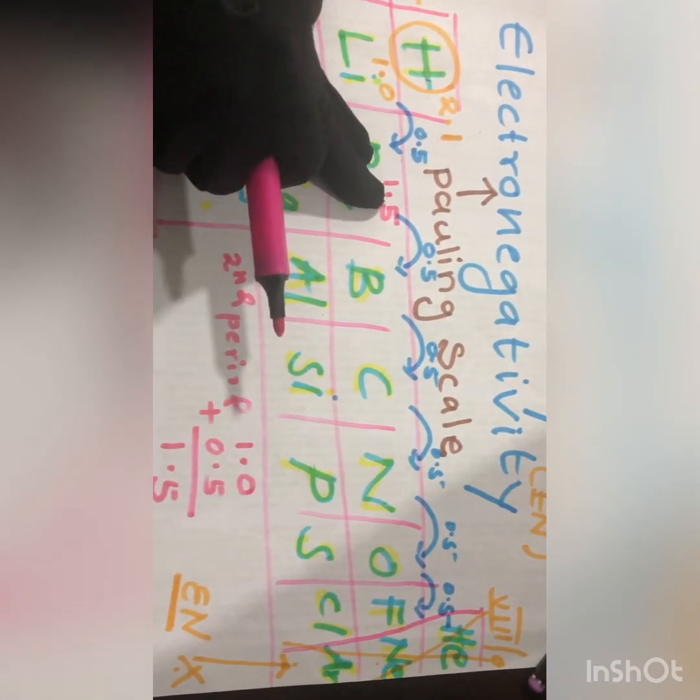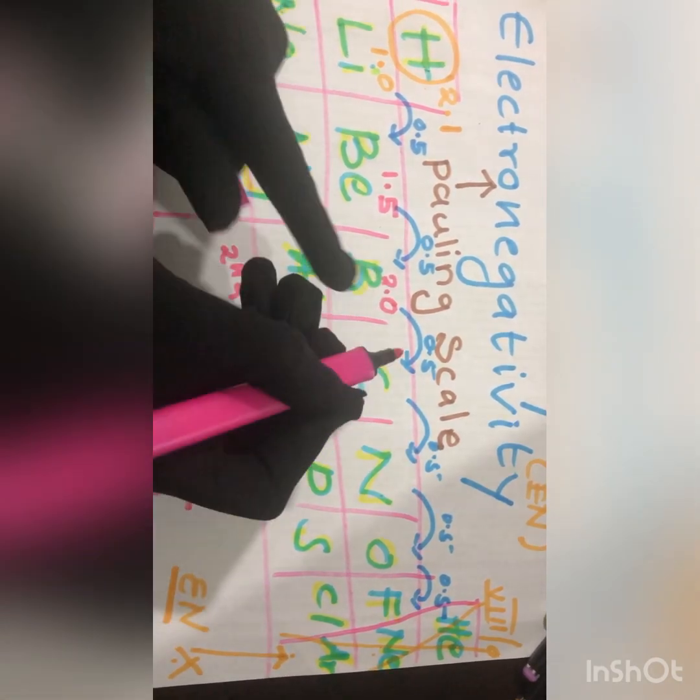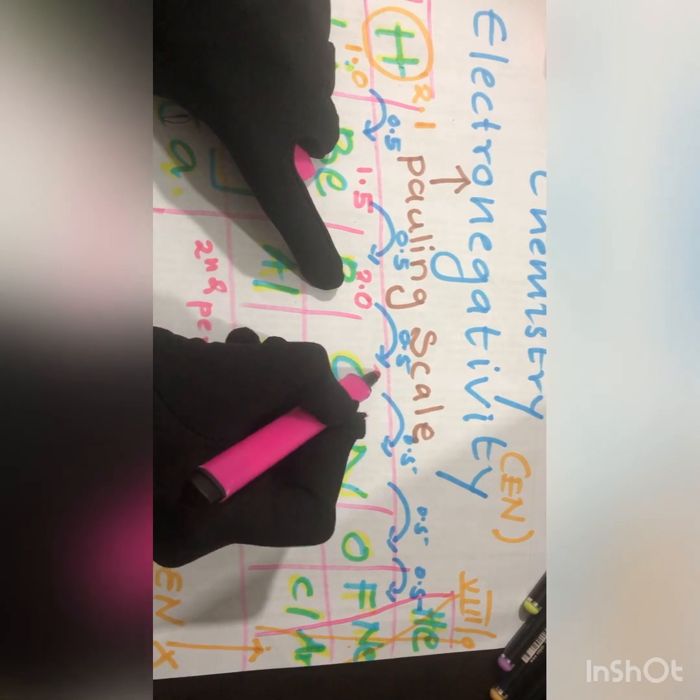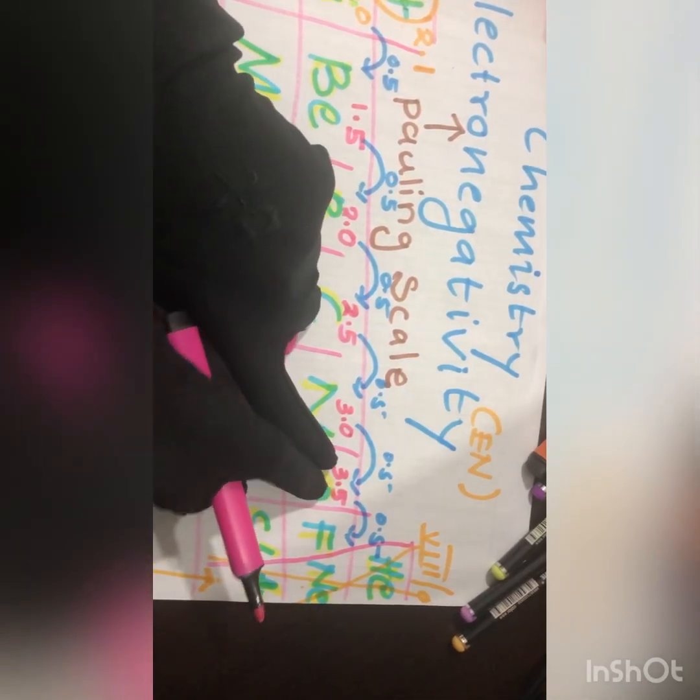So this is how we get 1.5. Then 1.5 with the addition of 0.5 becomes 2.0, that means 2. Then 2.0 plus 0.5 becomes 2.5. Then 2.5 plus 0.5 becomes 3.0, that is 3. Then 3 plus 0.5 becomes 3.5. Then 3.5 plus 0.5 becomes 4.0. And we don't go to the other group. Why? Because helium, neon and argon don't have electronegativity values because of their stable electronic configuration.